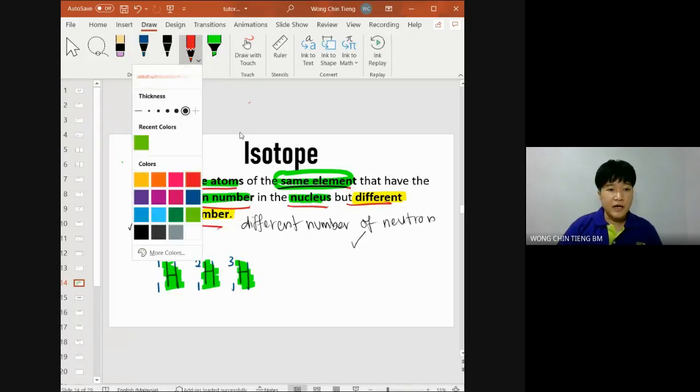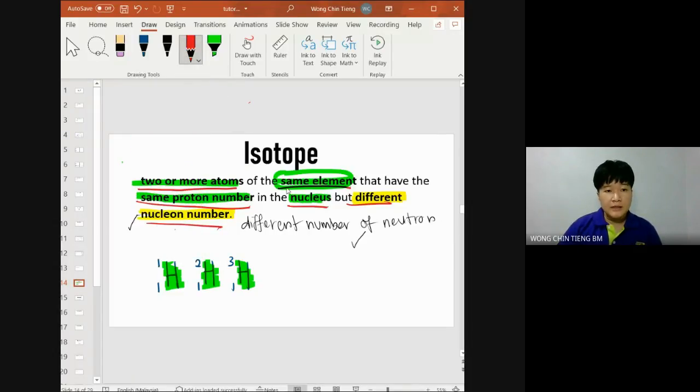Next, we are going to compare the proton number. The proton number over here must be the same number. I love to use the isotope notation because from there it's quite easy. The bottom number must be the same, but the top number must be different. Your nucleon number must be different. That is isotope. Okay, that is your isotope.